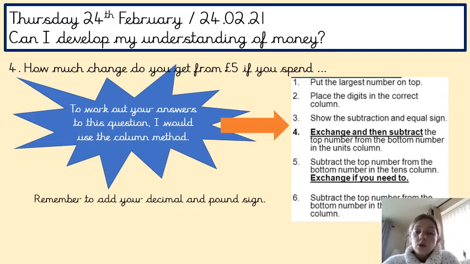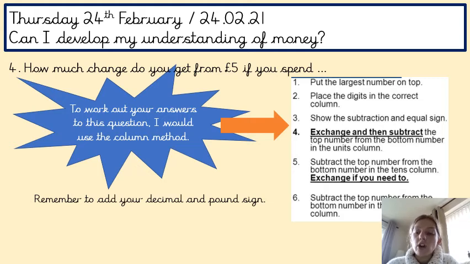So the steps would be to put the largest number on top and place the digits in the correct column. When you place the digits in the correct column, we always need to make sure we write our place value over the top. For this one it'd be subtraction, so you need to show the subtraction sign, and then you need to draw your equal sign with a ruler. Then if you need to exchange, that's fine.